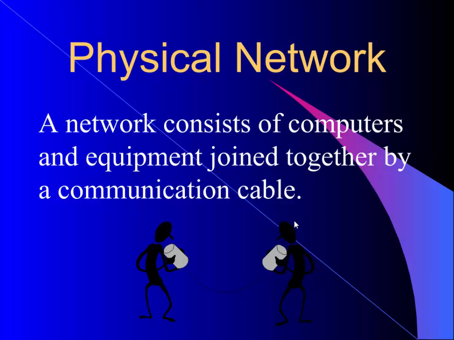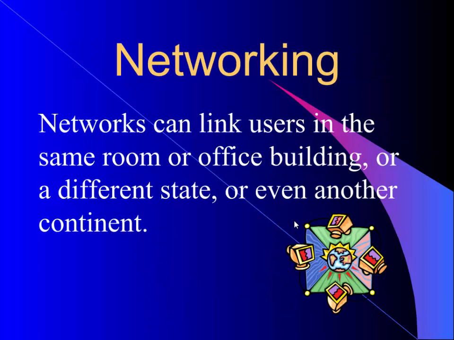So there's the physical network. This consists of all the computers and equipment joined together by some kind of communication cable. The one we're most used to is an Ethernet cable, but I've seen other things used, and we'll talk about some of the different technologies that are used there. What's amazing about networks nowadays is they can link users not just in the same room or the same office building or school, but you can link up with other computers anywhere in the world. And that's what makes the internet so powerful: your computer is basically your access to pretty much all the other computers on any server that's out there on the internet.